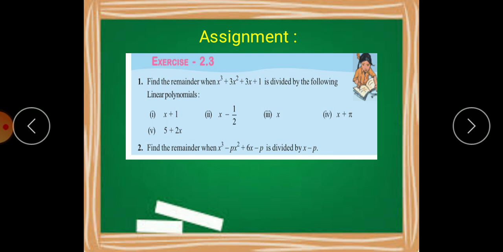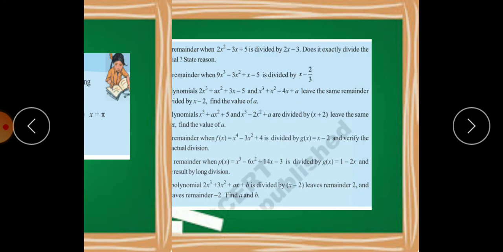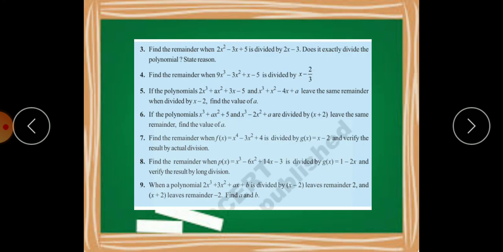And always a common instruction for you: write down every slide as classwork and then start doing the assignment. Replace the variable by the 0 of the given linear polynomial. You will get some answer, that is the remainder. And the assignment is not completed. In another slide the assignment is given. You have to do these problems also. In these problems I have done 2 or 3. The remaining you have to do on your own.